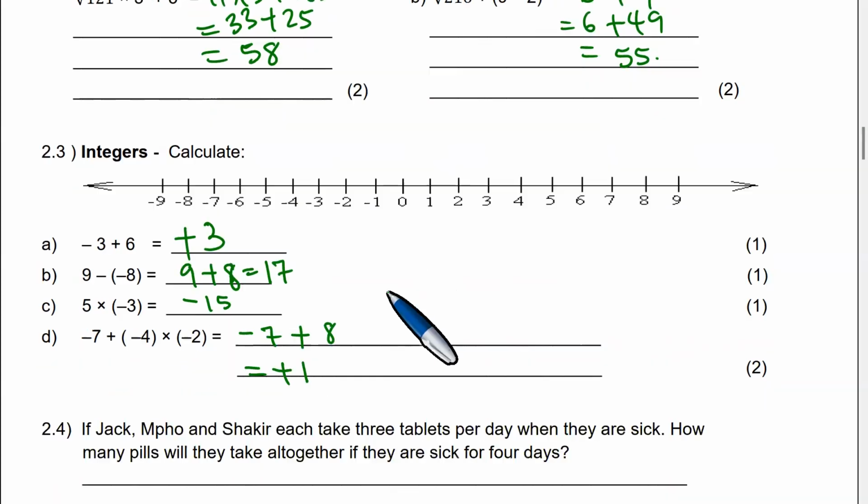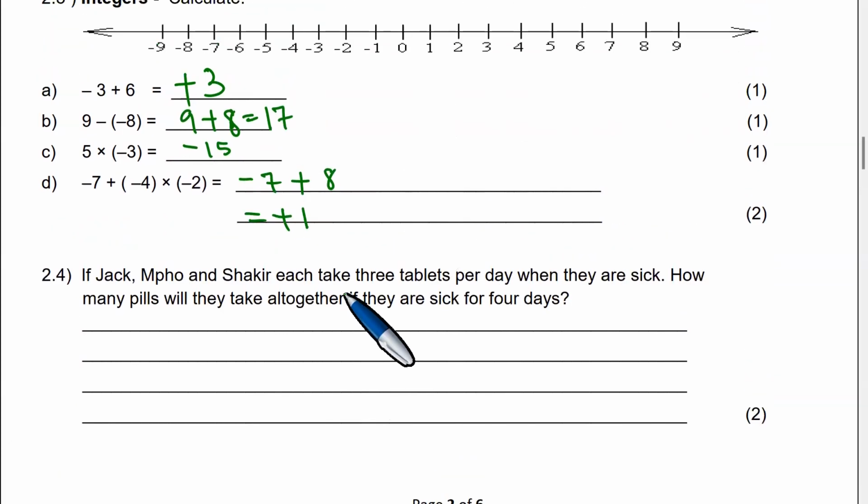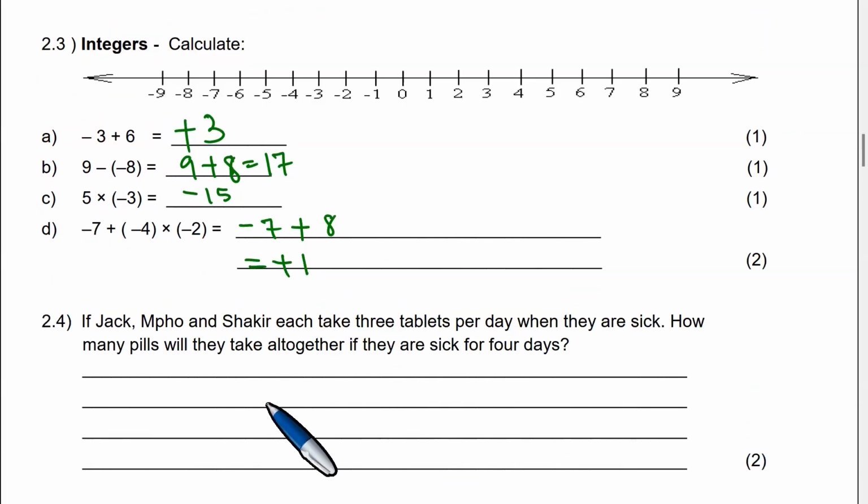Next question. Jack and Paul and Shakir each take 3 tablets per day when they are sick. How many pills will they take altogether if they are sick for 4 days? What is the answer? Says the answer is 12. How did you get 12, Lindsay?